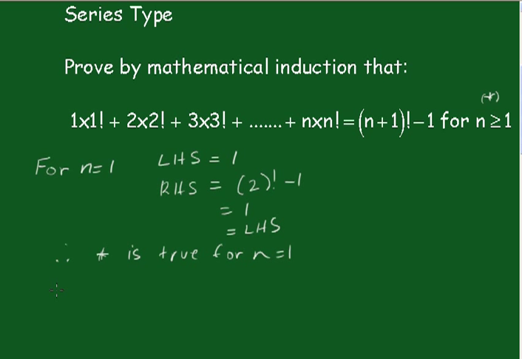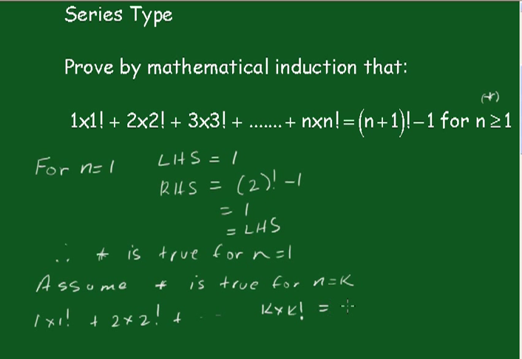Now what we have to do is to prove the statement is true for n equals k plus 1, but first we'll assume it's true for n equals k. So assume the statement is true for n equals k. So 1 times 1 factorial plus 2 times 2 factorial all the way up to k times k factorial is equal to (k plus 1) factorial minus 1. It's our assumption statement, which I'll label A.